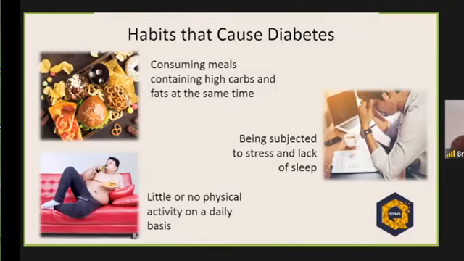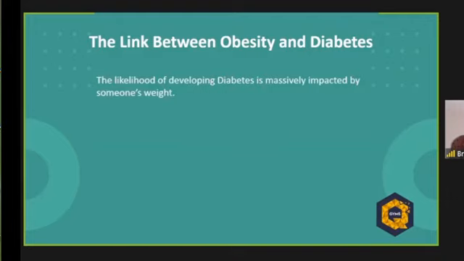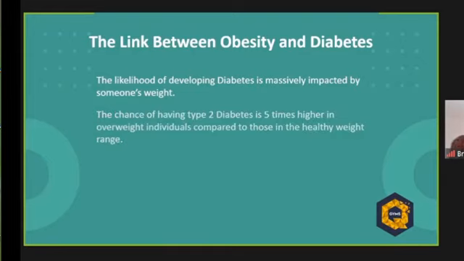Super important. So now, let's go to the next one, which is also pretty interesting: the link between obesity and diabetes. I think probably everyone knows this, but the likelihood of developing diabetes is massively impacted by someone's weight. The more overweight you are, the higher your chance of getting diabetes.